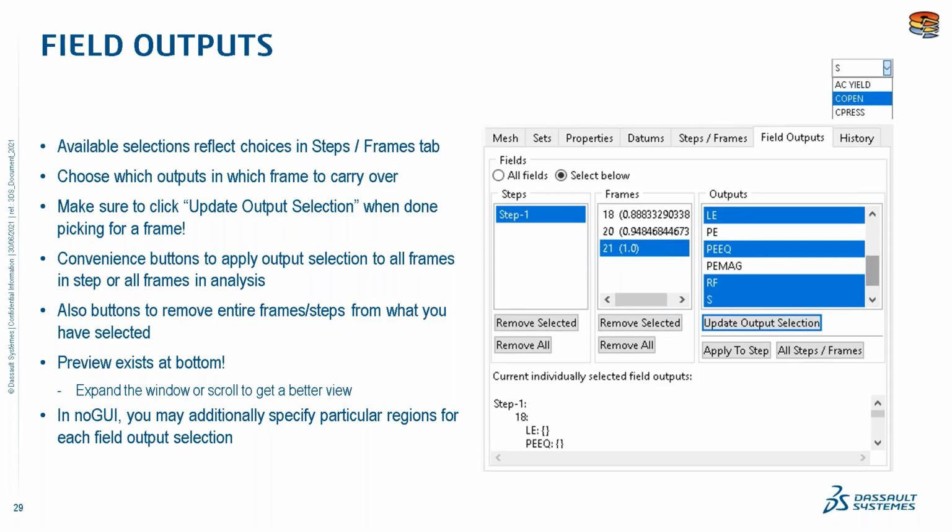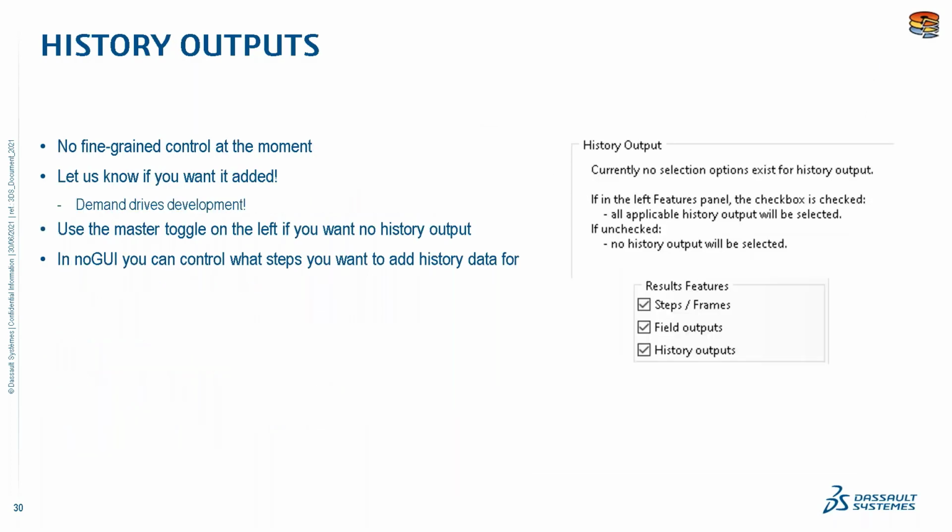And whenever I select all those, again, you click Update Output Selection, and it shows you the preview in the bottom. Additionally, if you're running no GUI, you can also specify particular regions for each output selection as well. So I could say that I only want my stress for instance -1 in this particular frame. So we get very fine-grained control over what outputs you want. And then history outputs, currently, there's no fine-grained control. If you're running no GUI, you can pick specific steps for the history output, but nothing additionally inside of that. But please let us know if you want it added.